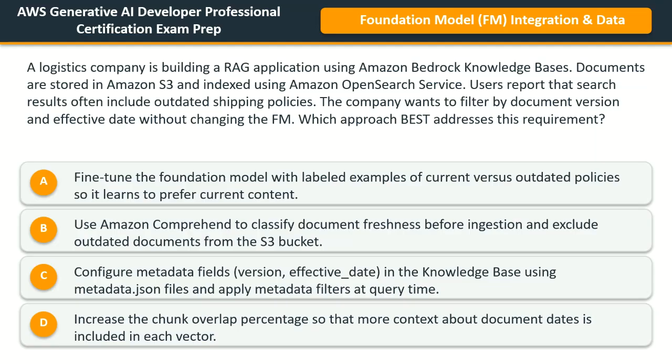Let's talk about why the other options are wrong. Option A sounds fancy, but fine-tuning is expensive, slow, and completely unnecessary here. You don't retrain a model just to filter documents. B removes flexibility. Sometimes you do need historical documents. The question explicitly says, solve it with metadata, not the model. The correct answer is C.